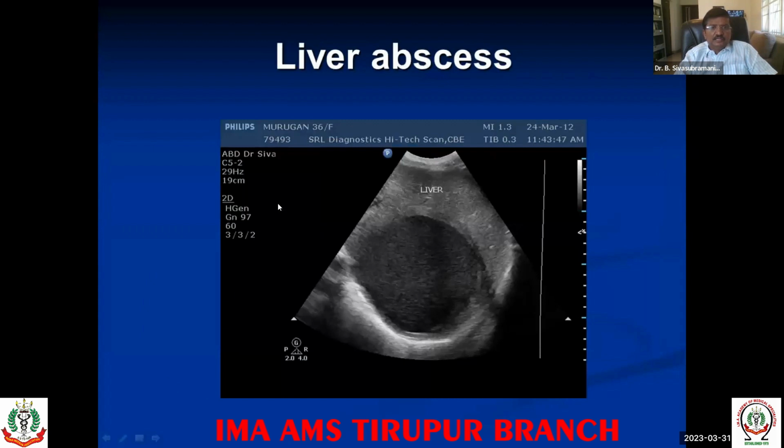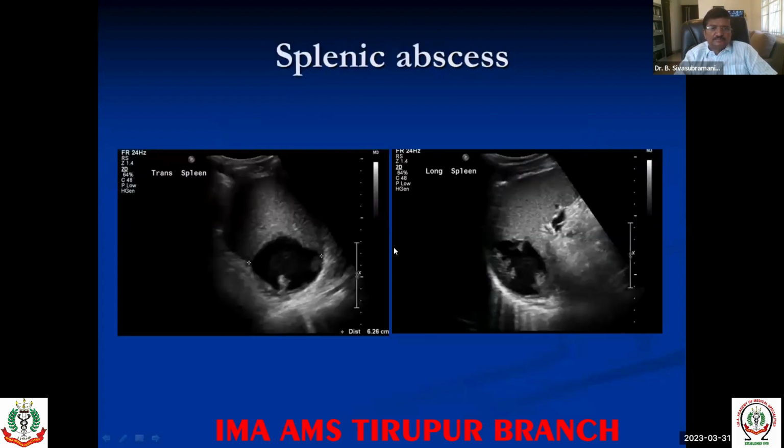So here is a case of a liver abscess, and the patient was presenting with fever, and ultrasound shows a well-defined wall with an anechoic or hypoechoic area with a lot of internal echoes. This is very classical of liver abscess. You can drain this liver abscess using ultrasound guidance.